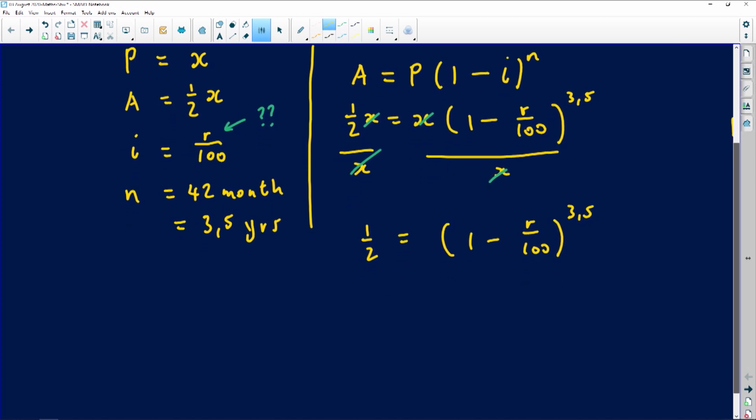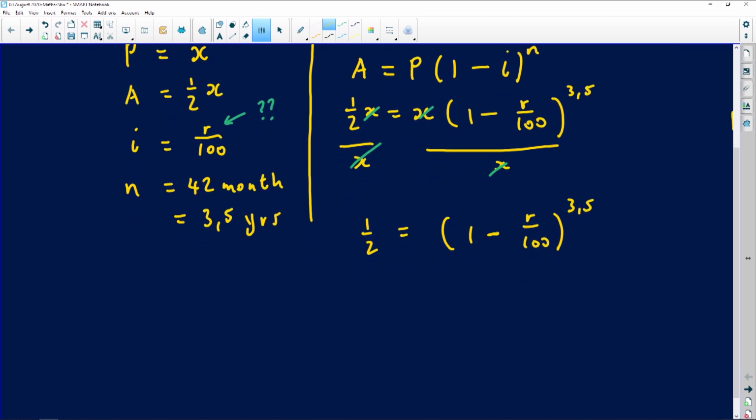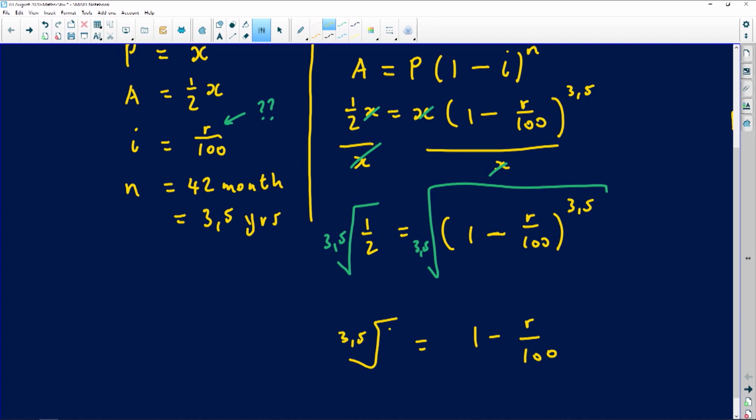So in order for me to get through those brackets, I need to deal with the exponent first. So we are going to introduce a root that matches the exponent, 3.5. What you do on one side, mathematically you need to repeat on the other side, right? So that root will kill the exponent 3.5 that I'm looking at. I'm now sitting with 1 minus r over 100, and this is going to remain the 3.5th root of 1 over 2.